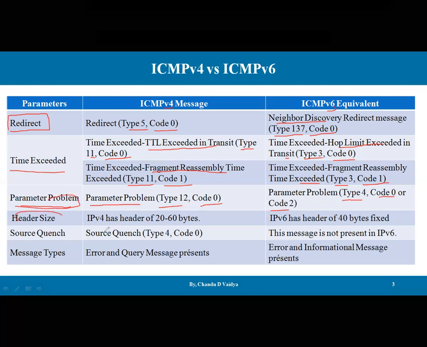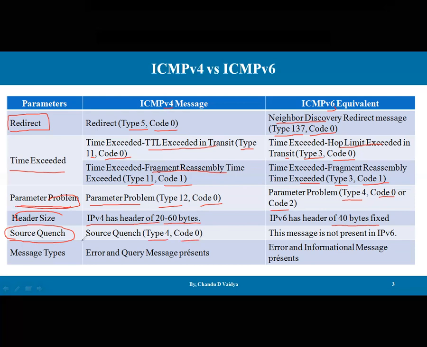Then header size. IP version 4 has a header size of 20 to 60 bytes, whereas IP version 6 has a fixed header of 40 bytes. Then source quench message. When the source, let's say, has a lot of congestion, it is no longer in a position to accept more packets. So it becomes a source quench message, whose type is 4, code 0.